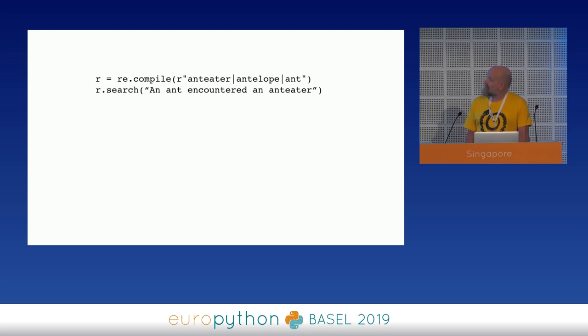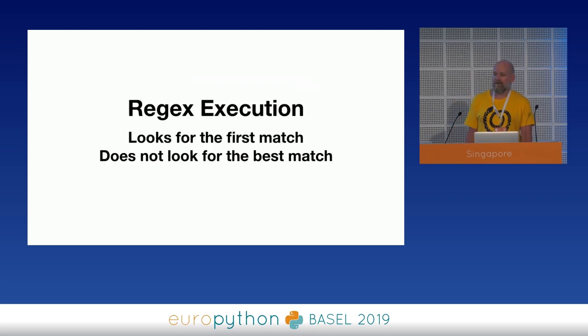So what would this compiled regex match when I try it against a string, an ant encountered an anteater? It will match ant. Because it tries anteater against ant, that doesn't match. It tries antelope against ant, doesn't match. And it then tries ant against ant, and we have a match. Now, if I were to write that regex around and place all the words in alphabetical order, a bit easier to read maybe, and we try that again against a slightly different string, an anteater encountered an ant, what would it match? The same bloody thing. It matches ant, and it does not look any further. It's done. There you go. So it looks for the first match. It does not look for the best match.